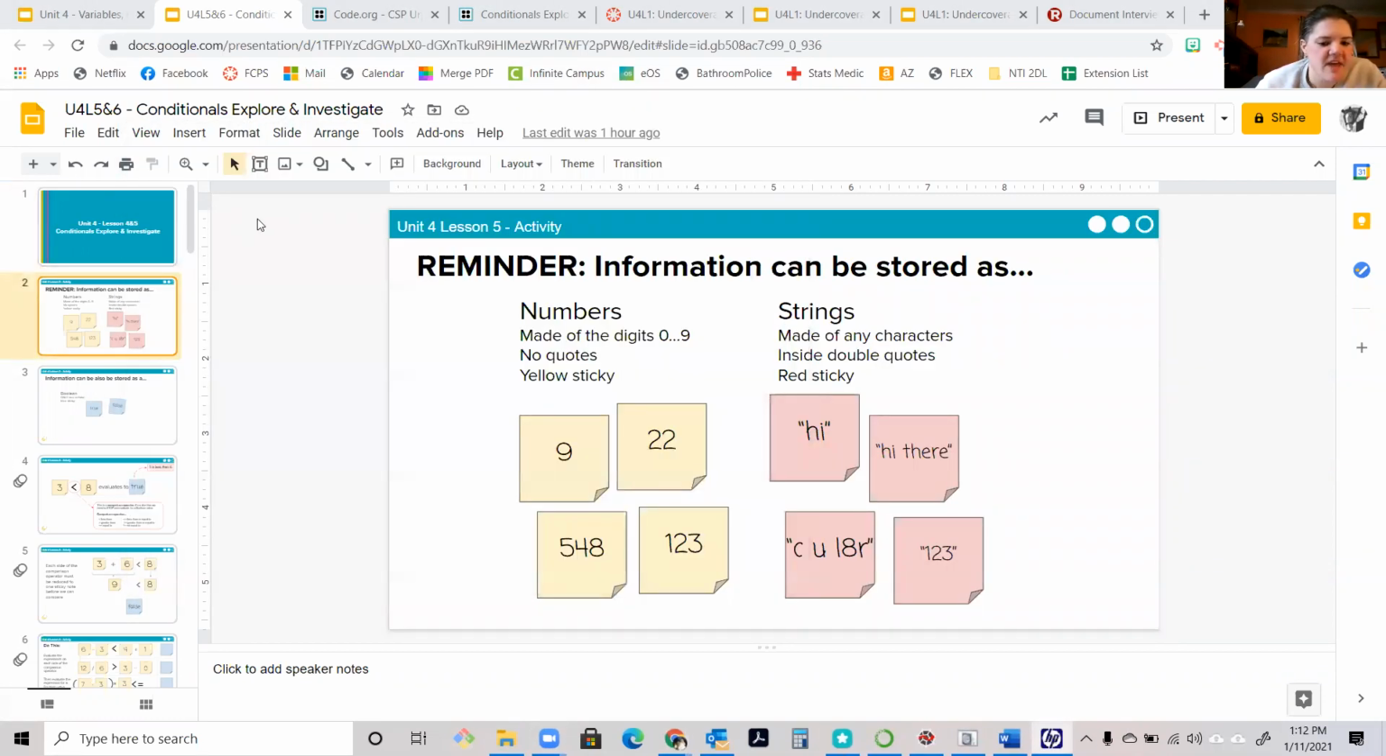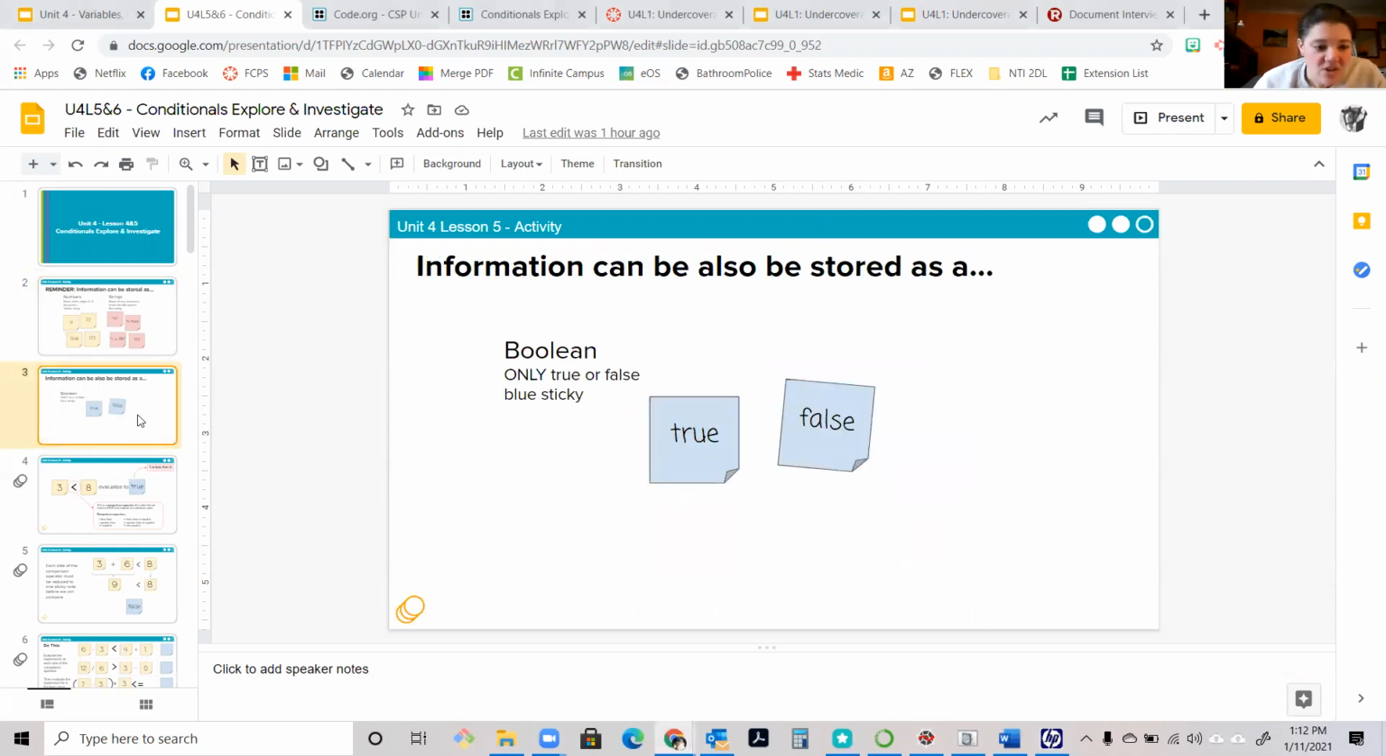A quick reminder that information in programming can be stored as a number or a string. We can do math with numbers. We cannot do math with strings. We indicate a string by using quotes around it. We also can store information as a Boolean. A Boolean can be either true or false, and that is the only options for a Boolean.